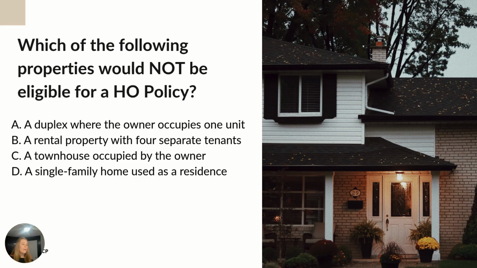Whereas if we read the other answer choices, like A says a duplex where the owner, being the owner of the building, occupies one of the units. That's fine, right? That would be eligible for a homeowner's policy. So that's the difference between A and B, right? A says the duplex where the owner occupies one of the units. That's fine, right? Because the owner is living there. That's owner occupied. A rental property with 4 separate tenants. Again, that owner of the building is not living there, making B the correct answer.